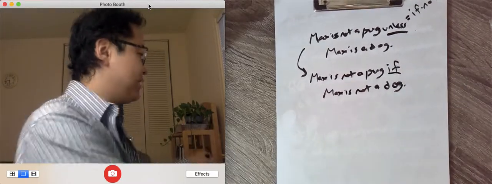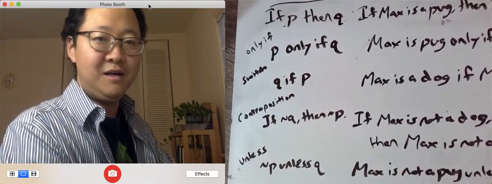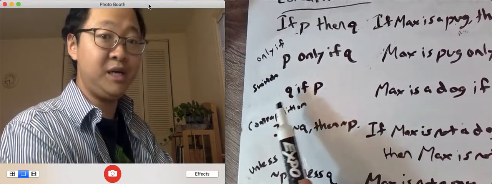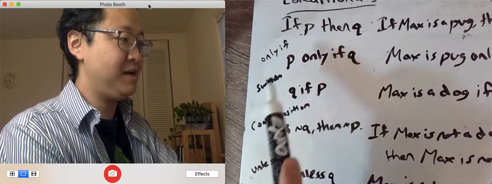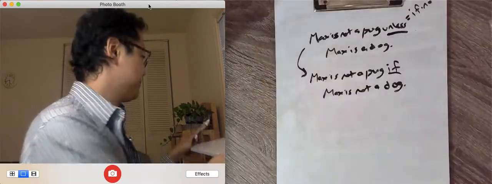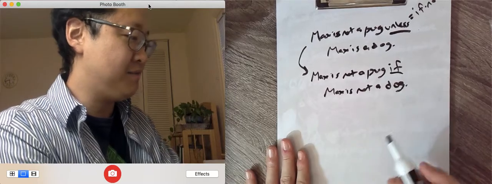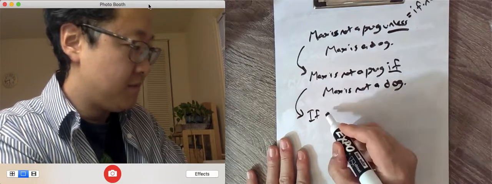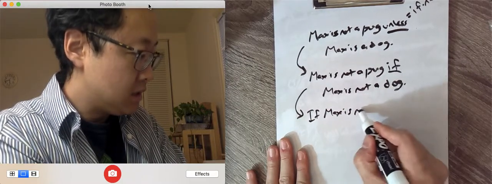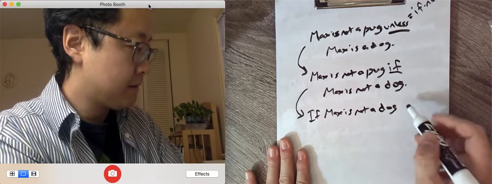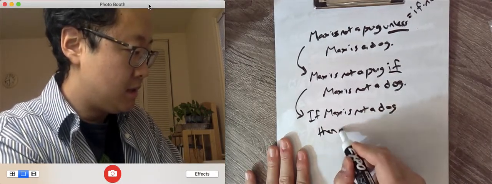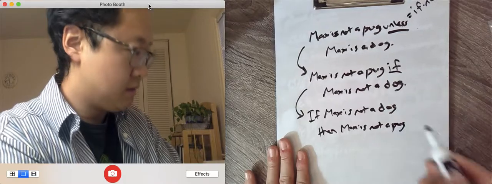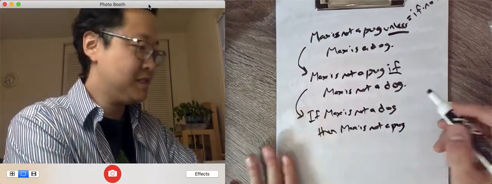Now, if we remember our lessons, we have an if in the middle of a sentence. So we should use switch, okay, and bring the front out to the back end to the front. So Max is not a pug if Max is not a dog. That just means if Max is not a dog, then Max is not a pug. Okay, and we figured this out using a switch.